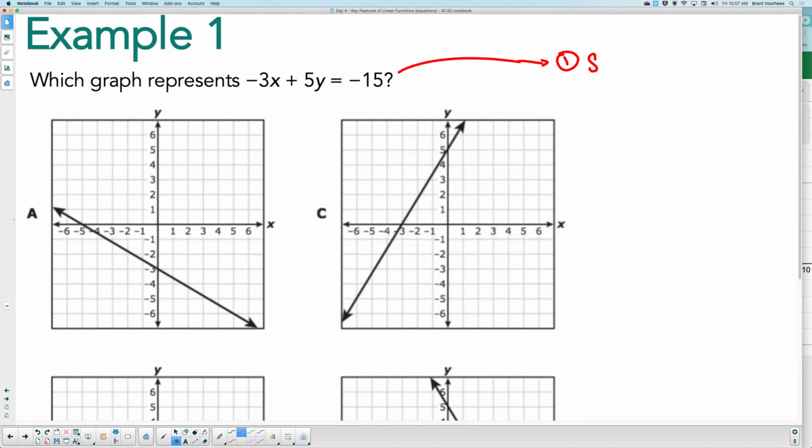So that's what I'm going to do here first. I'm going to substitute 0 for x. That's what we're doing first. So I'm going to take this equation. Right now, there's the x. What's the negative 3 doing to the x? Multiplying. So what I'm going to write down first is negative 3 times, and instead of x, what are we going to put instead? 0 plus 5y equals negative 15.